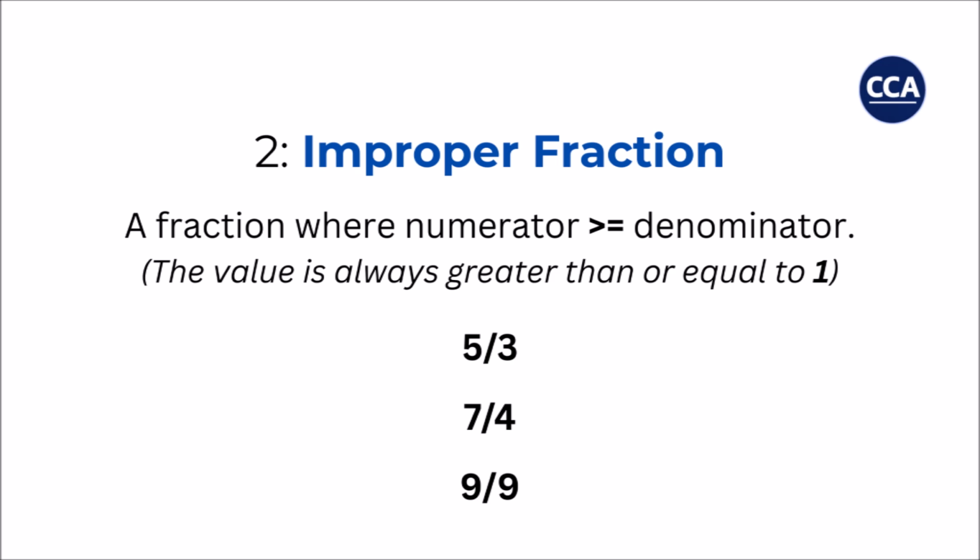An improper fraction has a numerator greater than or equal to the denominator. This means the value is always greater than or equal to 1. Examples are 5 over 3, 7 over 4, 9 over 9.